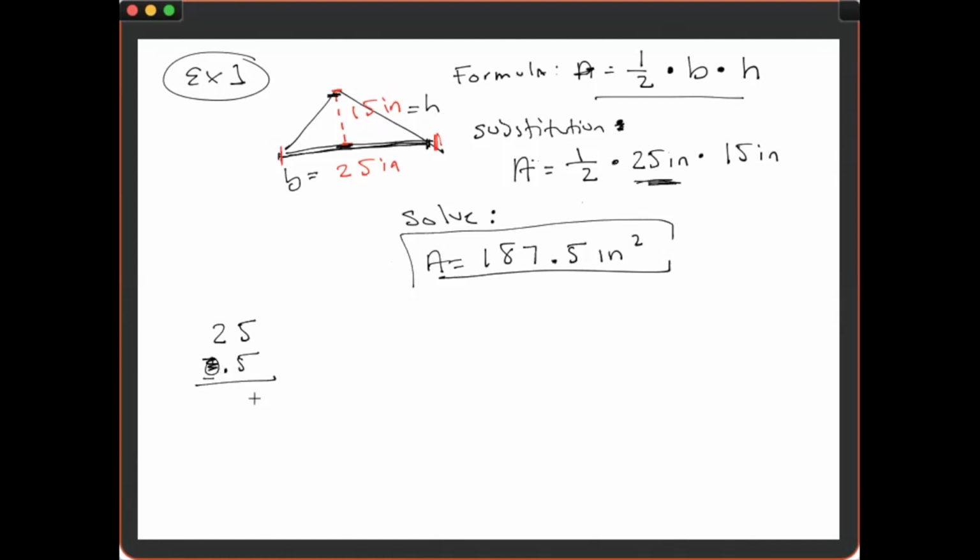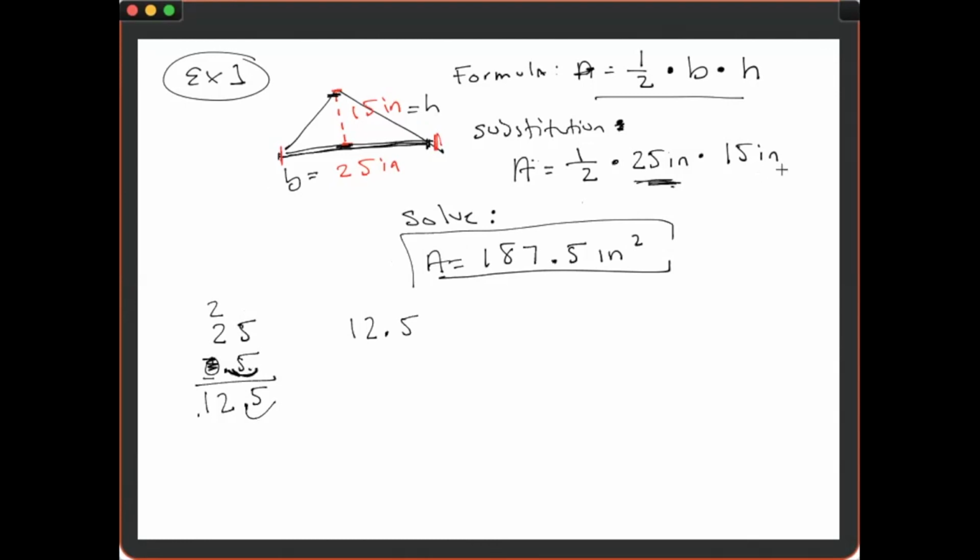5 times 5 is 25. 5 times 2 is 10. Plus 2 is 12. There is no decimal placement here, but there's one decimal placement here. So you have to go 1 to your left. That's 12.5. You're not done yet though. Let's write 12.5 over here. That is your 1/2 times 25 inches, which is over here, right?